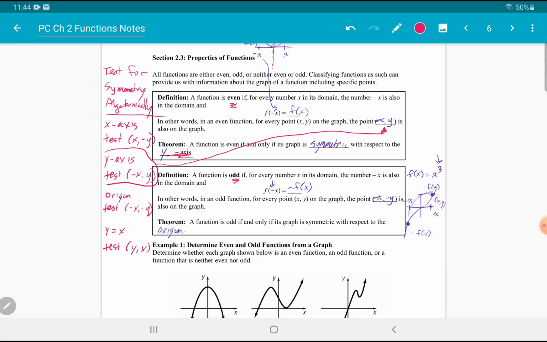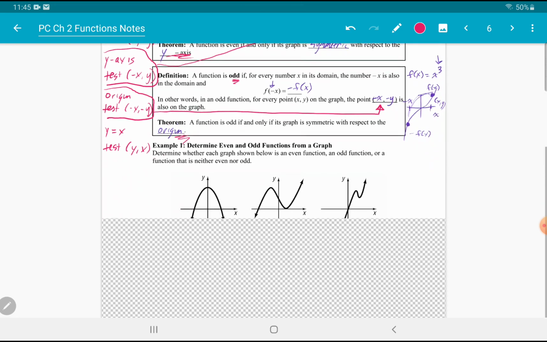Also, if a function was odd, we saw that it was symmetric about the origin. And if it was odd, we saw that if you plug in negative x into your function, you get the negative y value. So you get that point, negative x, negative y. Well, look at our test for symmetry. If we test about the origin, we get the point negative x, negative y. Same point right there. Okay, so I just wanted to show that relationship about what we did in chapter 1 with what we're doing now.